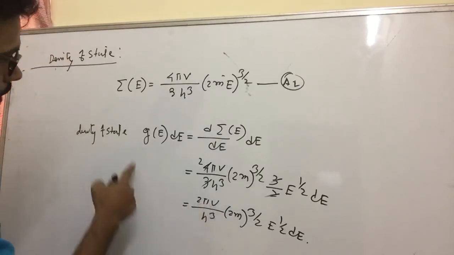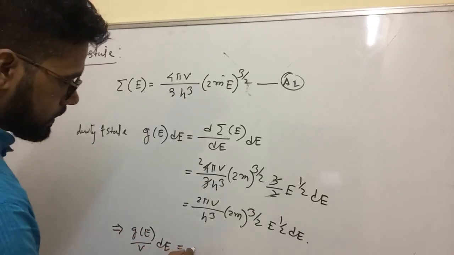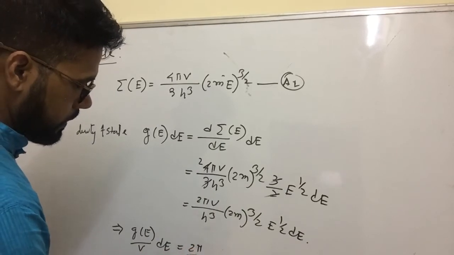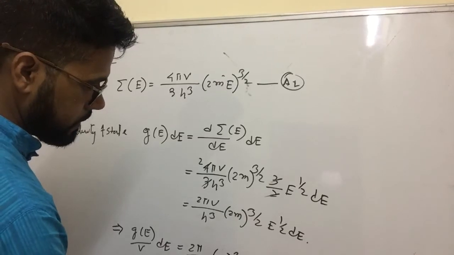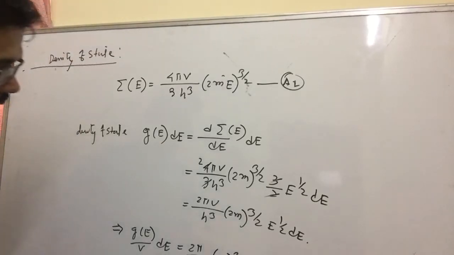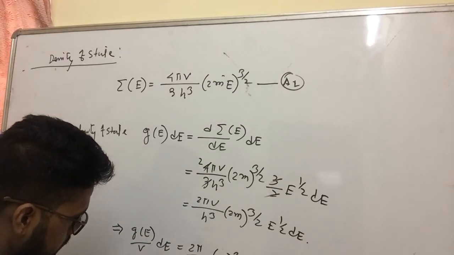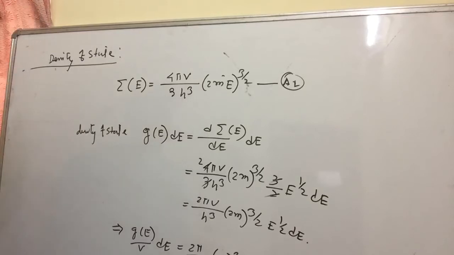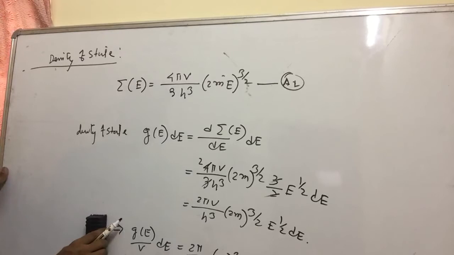So if I divide by V, g(E) by V dE equals what is the value? 2 pi by h cube (2m) to the power 3/2 E to the power half dE. Okay, this is the density of state. Simply write g prime E dE. Is it visible? I don't know. This is the density of state. Is it visible? Okay, I am not writing this part. I think it is not visible.